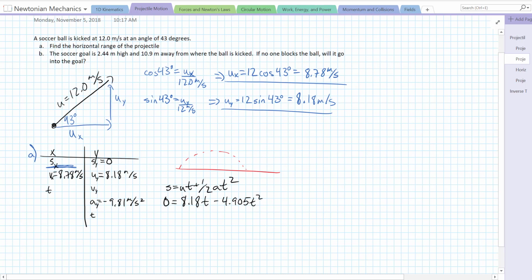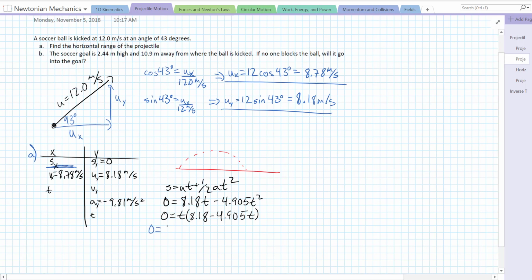Well, this is a quadratic. It's hard to solve. We could solve it graphically. I'm going to factor out a t. 0 equals t times 8.18 minus 4.905 t. So this is a little bit easier since the left side is 0 and it's a product of two things. Either t could be 0 or 8.18 minus 4.905 t could be equal to 0 and that still be true. But we know t equals 0 isn't the right solution because that's just right when you kick the ball. So let's solve for the other solution.